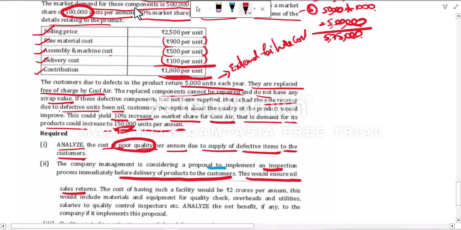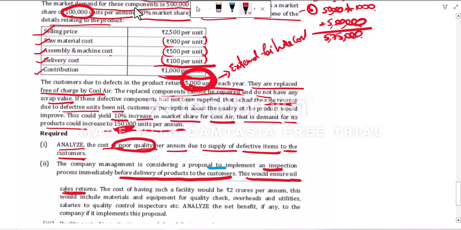Okay, all these 5,000 units will be detected before delivery to the customers only. So they will not have any sales returns. So what will happen then? Their market share will increase to 1,50,000. They told here that if there are no sales returns, market share will increase by 10% and they will get a demand of 1,50,000 per annum. So they will ensure nil sales returns.